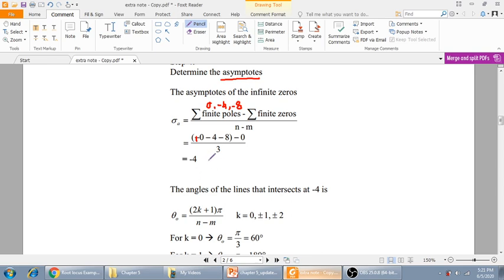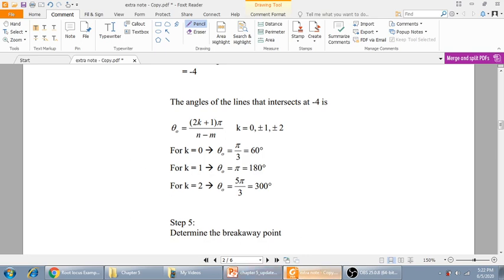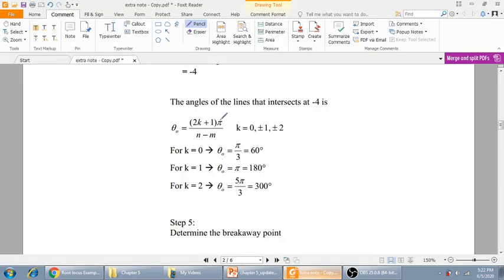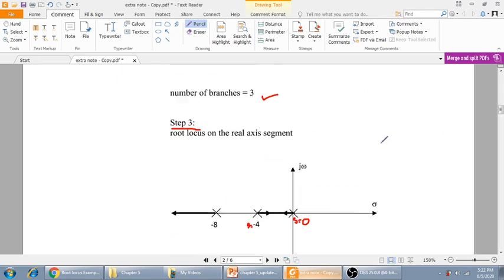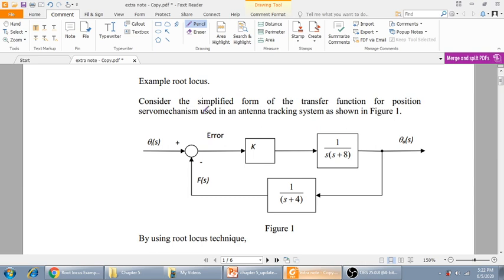Let us just proceed for the moment. Then after that, the angles of the lines that intersect at minus 4. So we need to find the angles. In order to find the angles, this is the formula, theta a equals (2k plus 1) pi. Guys, I do not want to use the k here because it might confuse you. This k, remember, is a gain, capital K.